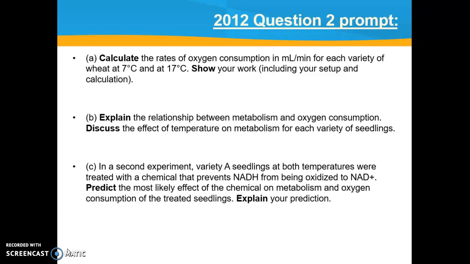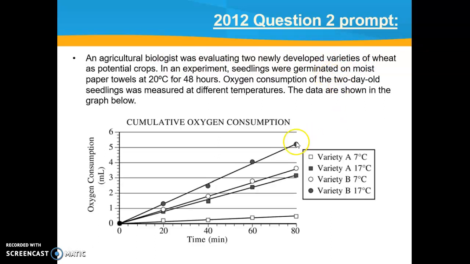Now, part A is asking for rate again. We calculated rate in a previous video. And remember, that's going to be change in Y over change in X, so final minus initial. So something to really focus on is they want you to do this for each. So if we go back to our graph, they want you to do every single line. Just to walk you through one, we would take the final oxygen consumption for variety A minus the initial, so 5 point whatever, minus 0, over the change in time, 80 minutes minus 0 minutes. So we're really taking 5 point something over 80, okay?